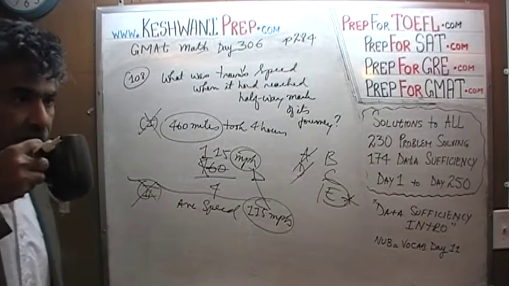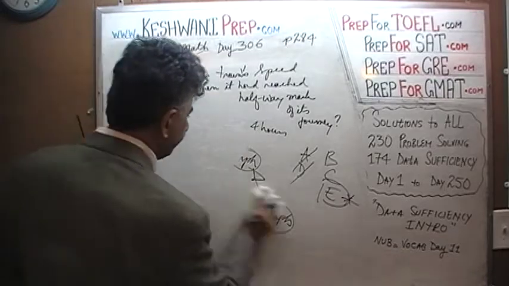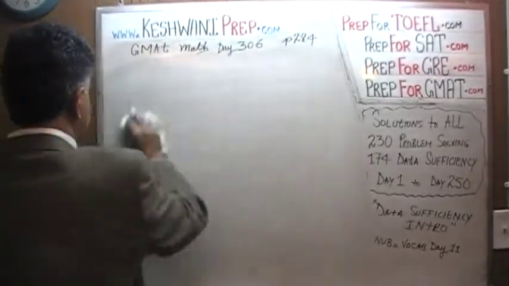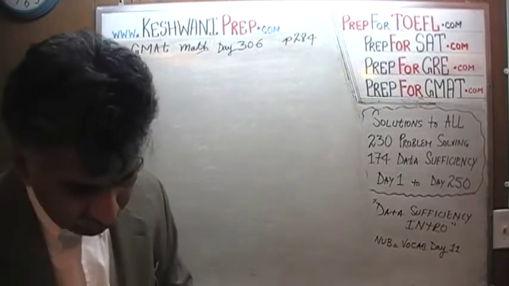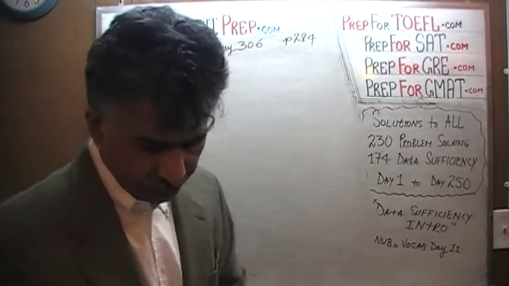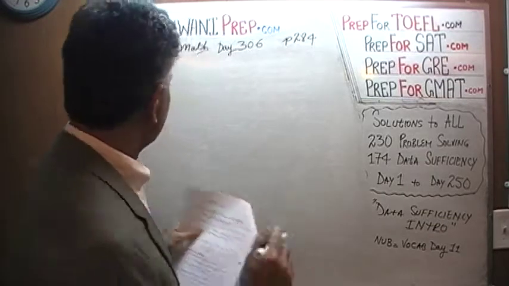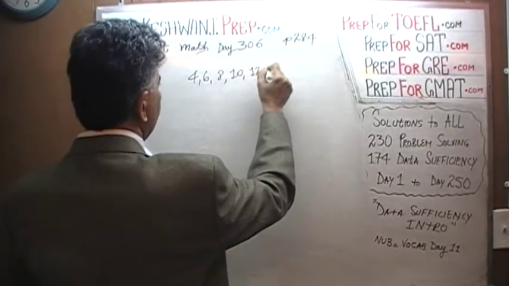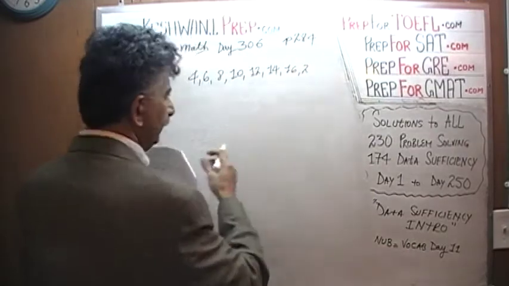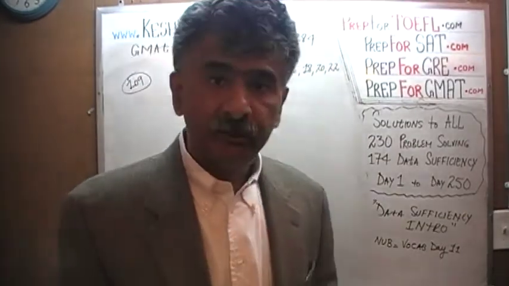108, let's go on to 109. Problem number 109. In 109, we are given a list of numbers. The list looks something like this. 4, 6, all the way up to 22. 4, 6, 8, 10, 12, 14, 16, 18, 20, and 22. This is the list that is given to us, but they do not give this list a name.